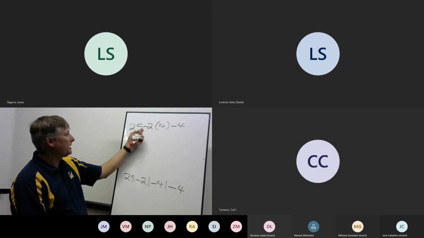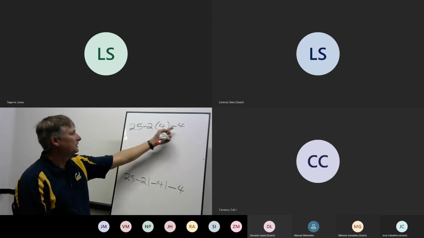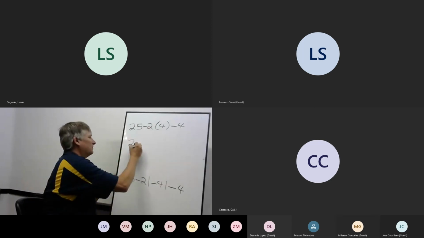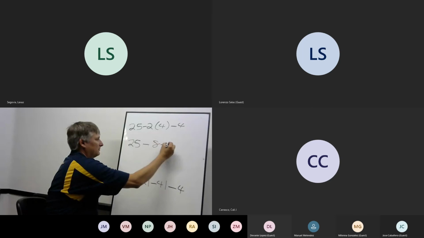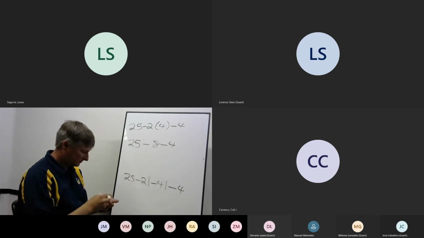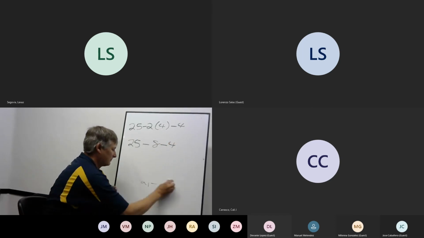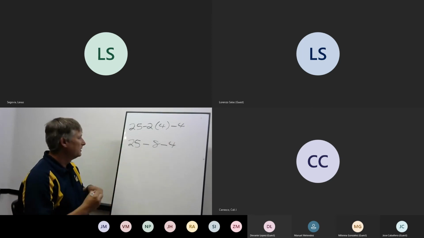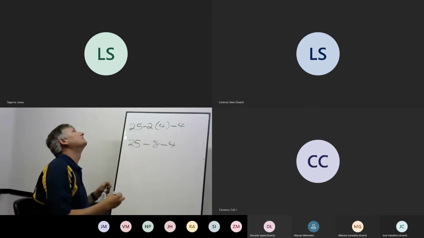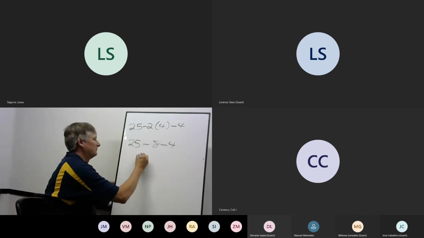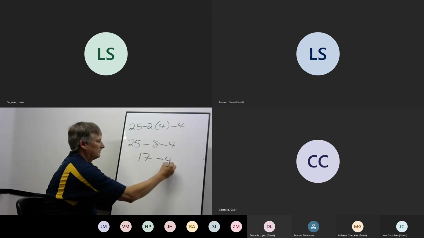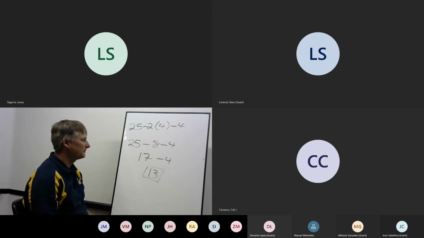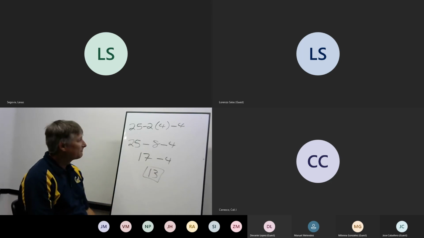So we have to choose between subtraction, multiplication, or subtraction. Well, multiplication again is first, according to PEMDAS. So now we subtract as we go left to right. So 25 minus 8, 17. And then 17 minus 4 is 13. And that's going to be our answer.